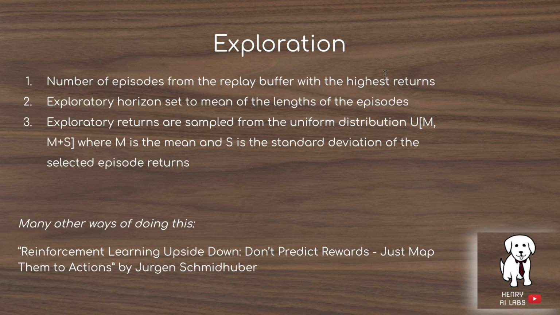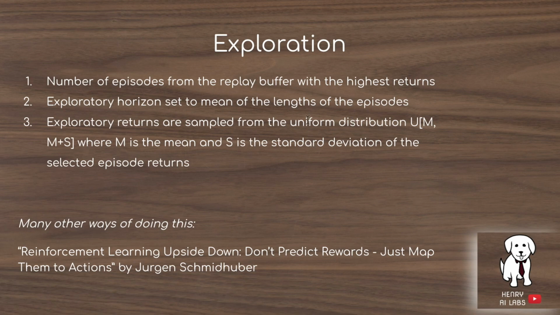So say the highest returns are sorted, and then the horizon that it took the time steps to achieve them are say 8 time steps, 6, and 4. You would then set the new exploration horizon to be 6. Then you're sampling the returns that it's looking to achieve by taking from the uniform distribution of the mean of these top replay buffers and then adding the standard deviation from this mean.